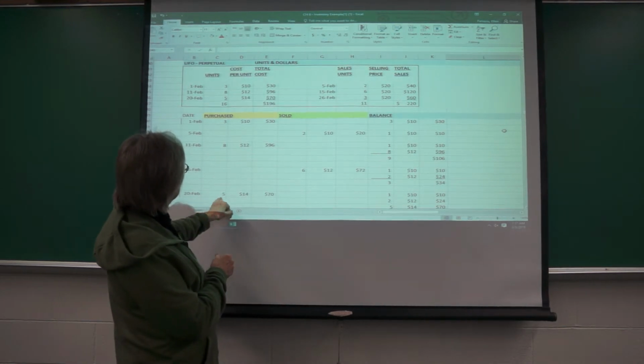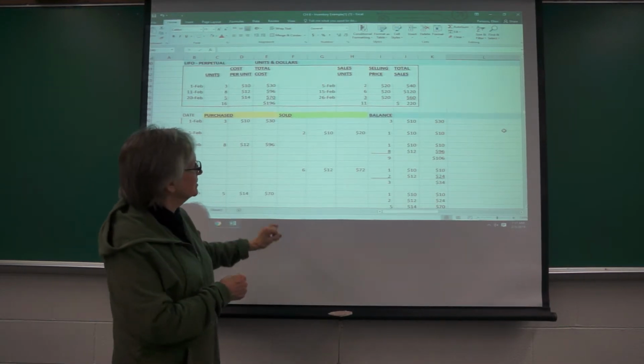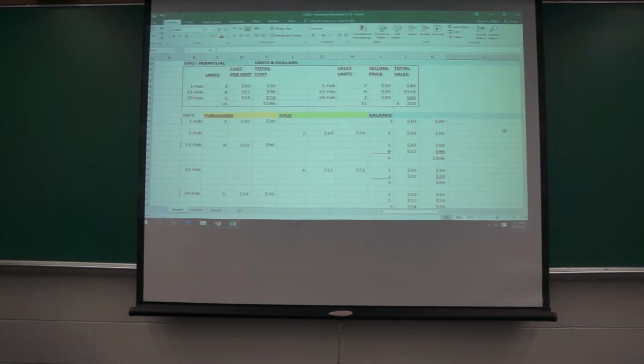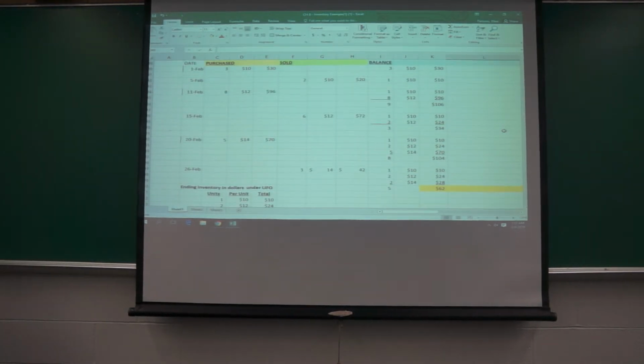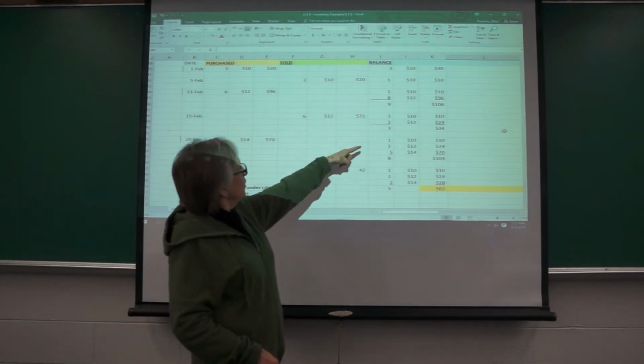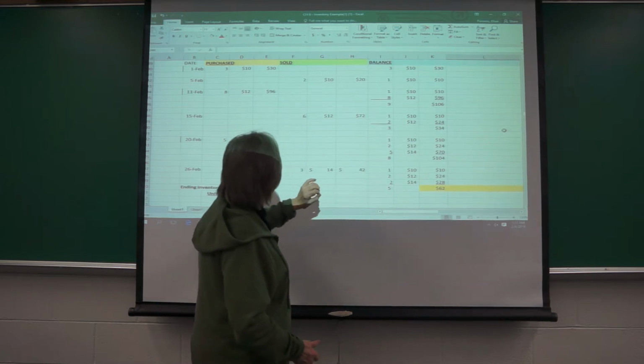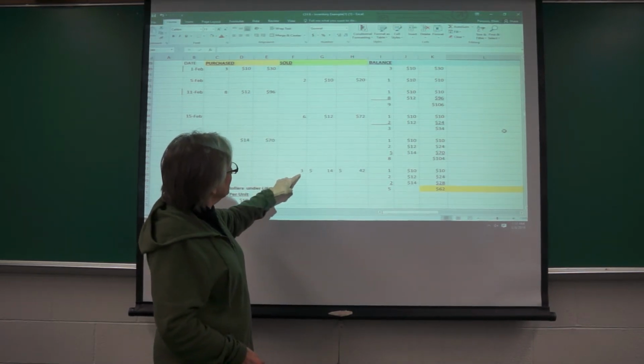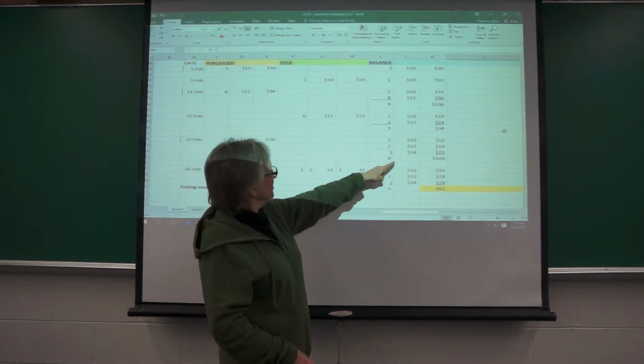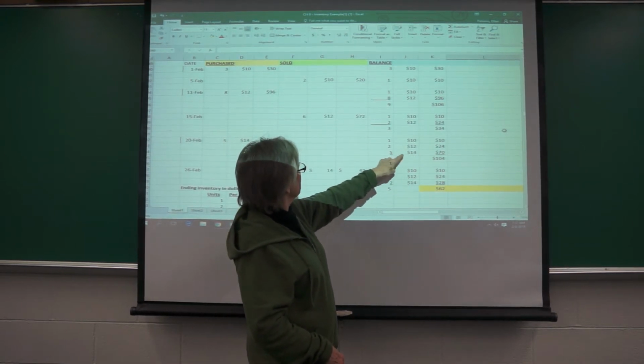Okay, so on the 20th, we buy 5 more units at 14. So now we have 3 layers of inventory here. We've got the oldest layer, 1 at 10. We got 2 of the $12 ones, and now we've just bought the 5 at 14. So, on the 26th, when we sell 3, which ones did we sell? Well, we sold the most recent ones. So we sold 3 at 14.